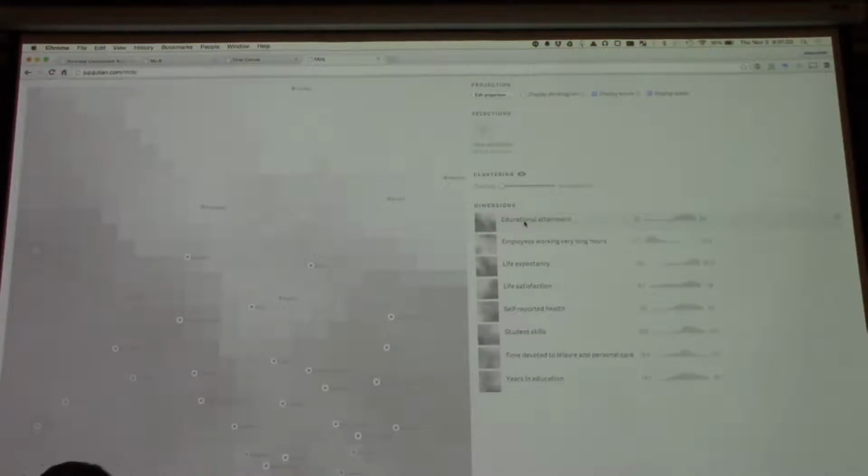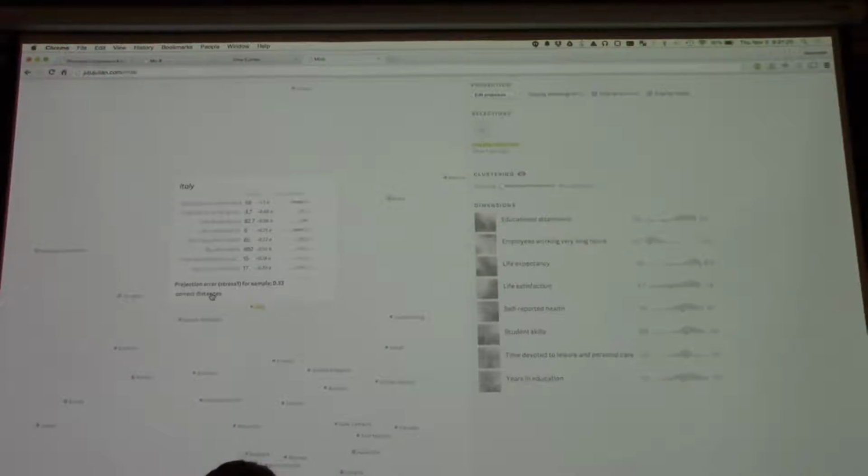So you can see educational attainment seems to be in the lower edge, and life satisfaction seems to be in the lower right corner. But we can actually see the individual values for each of those. When we hover over here, we can see not only the actual numerical values, but also where it is in the distribution for the selected point.